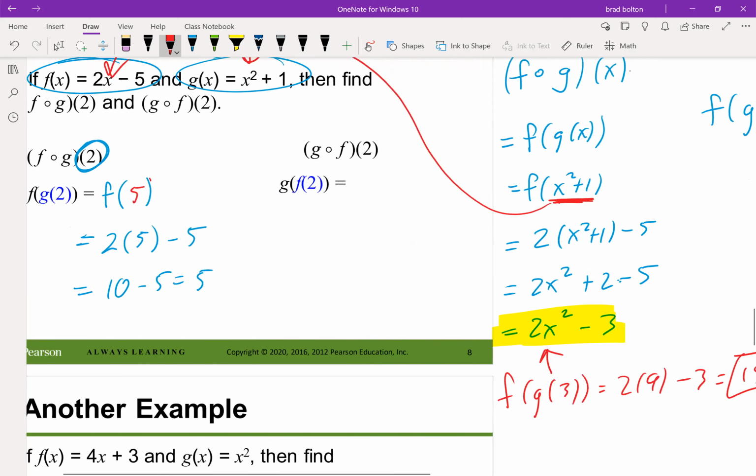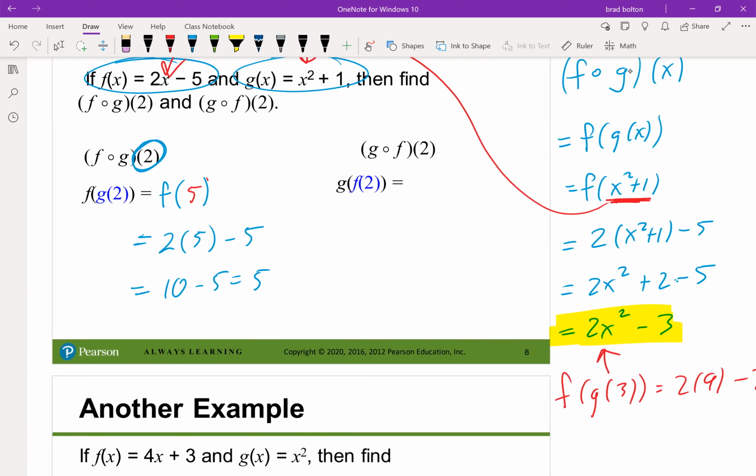But if they give you the number, I have to say it's probably easier to first find g of 2, then whatever you get from that, plug that into f. So this is why I think of it more as, I think in your book, they say the rightmost function. I think of it as whatever's the innermost function.